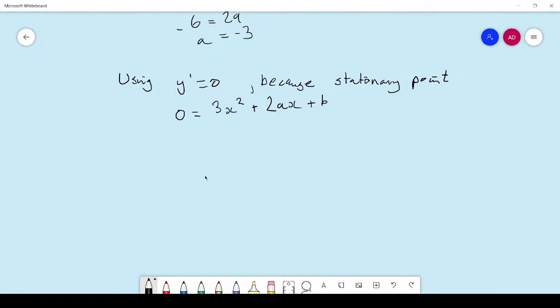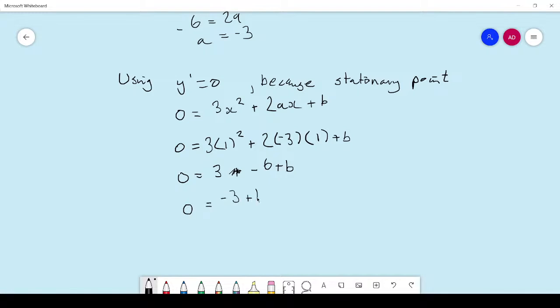So let's go ahead and sub in x equals 1 here. Squared plus 2. Let's sub in a equals negative 3 as well while we're at it. So negative 3 and x equals 1 plus b. So 0 equals 1 squared, it's just 1, so 3 plus, this is negative 6, right, so we actually don't need that, plus b. So 3 minus 6 plus b, 0 equals negative 3 plus b, b must equal 3.